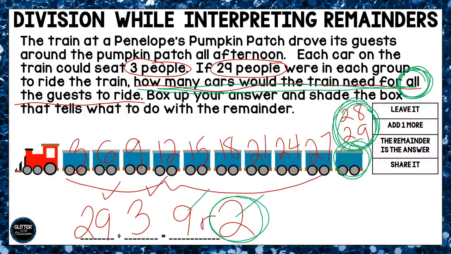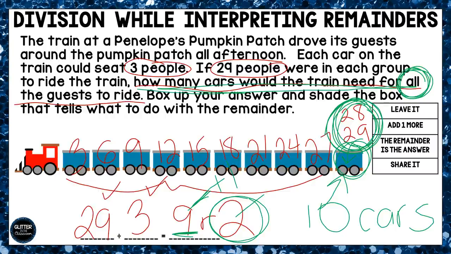So instead of it being 9 cars, we would have to add one more car so that these guests could ride with everybody else. So 9 plus adding one more is 10. How many cars would the train need for all the guests? The train would need 10 cars. So the train needed to add one more car for the guests.